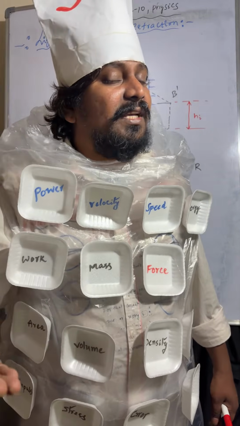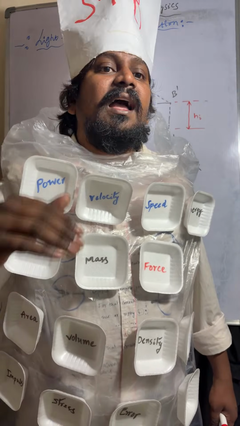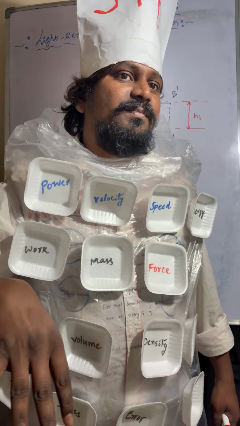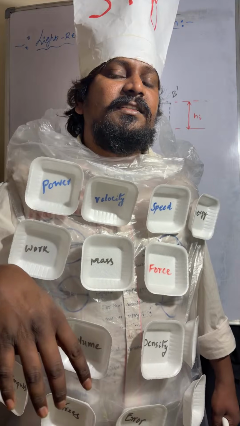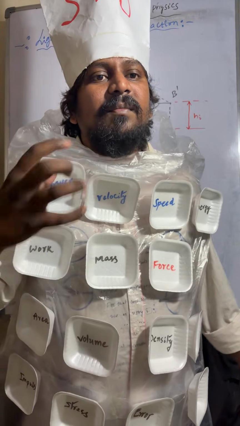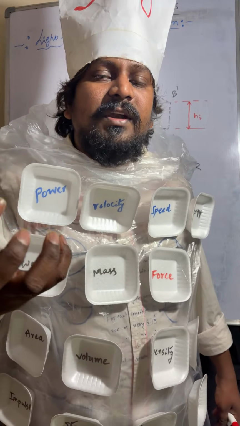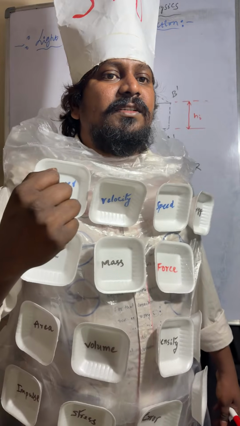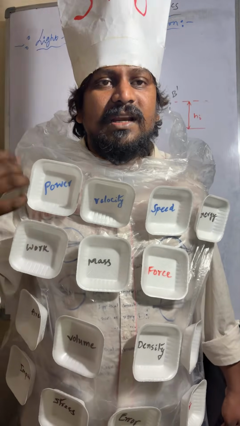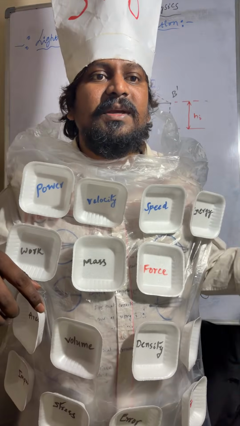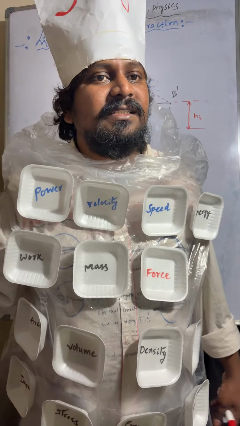Virtual, erect and same size of the image will form. That's why height of the image by height of the object is equal to +1. And coming to the lateral inversion, the phenomenon of converting the right side of the object appears to be the left side of the image, and the left side of the object appears to be the right side of the image.